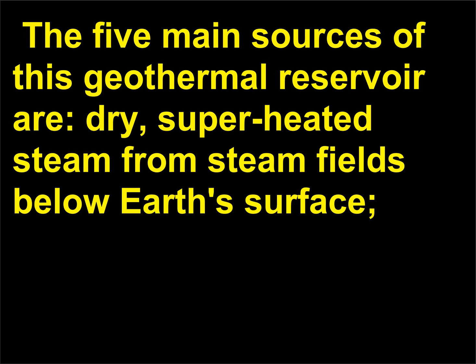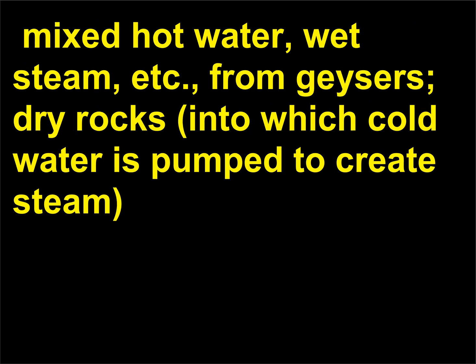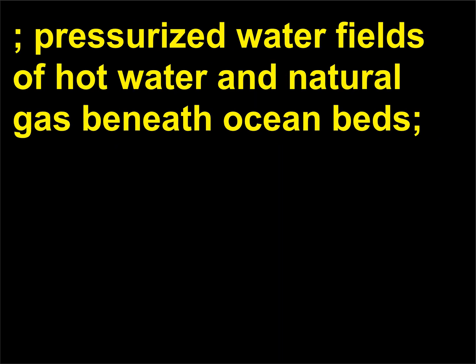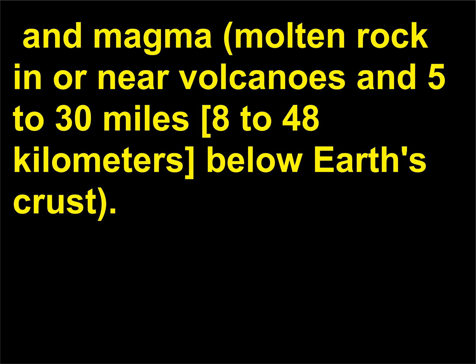The 5 main sources of this geothermal reservoir are: dry, superheated steam from steam fields below Earth's surface; mixed hot water and wet steam from geysers; dry rocks, into which cold water is pumped to create steam; pressurized water fields of hot water and natural gas beneath ocean beds; and magma, molten rock in or near volcanoes and 5 to 30 miles (8 to 48 kilometers) below Earth's crust.